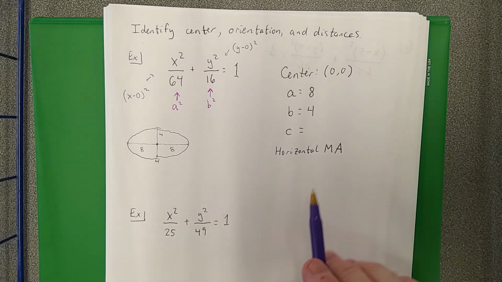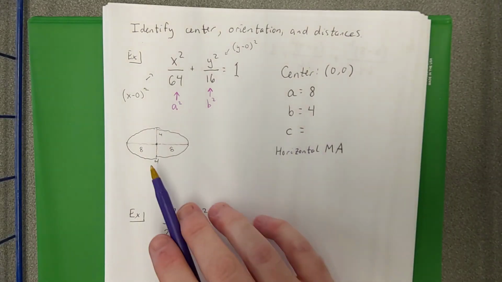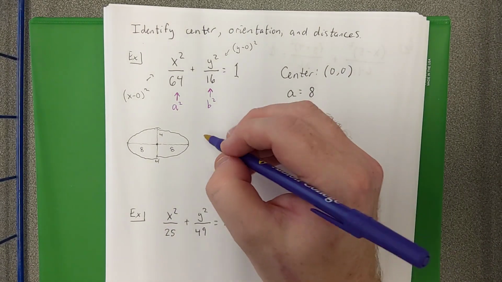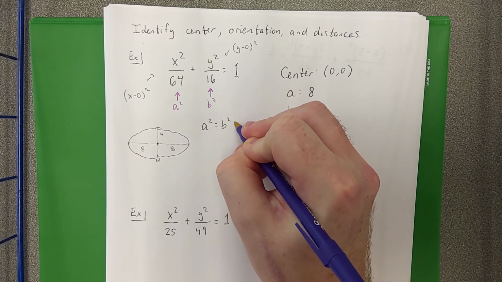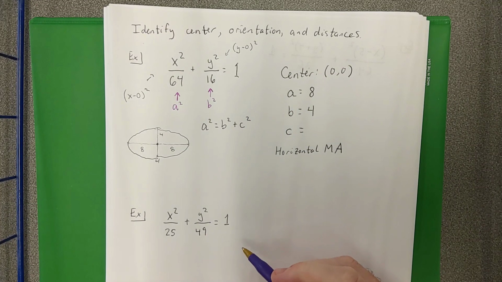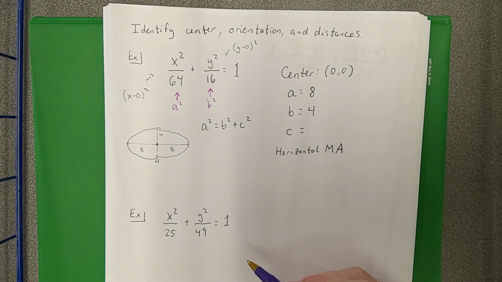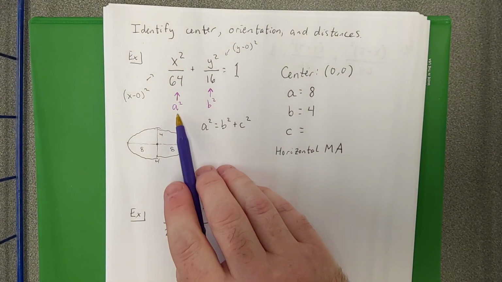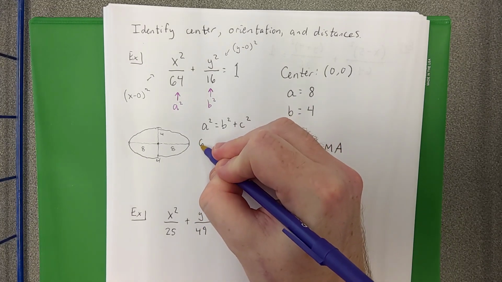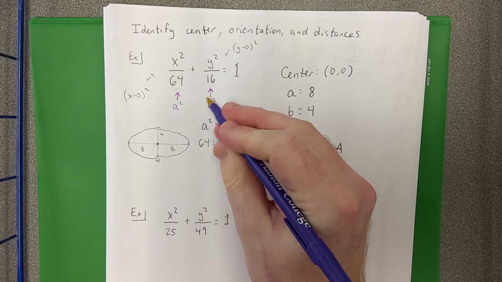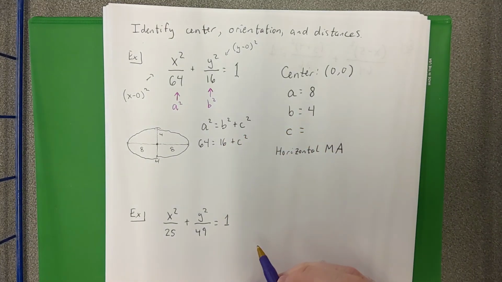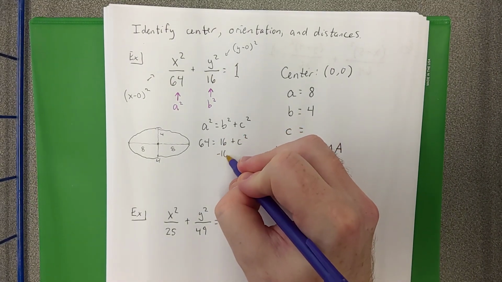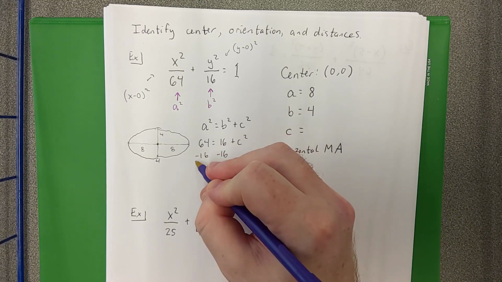That's fine. We also said for the ellipse that it has the Pythagorean theorem associated with it, but the Pythagorean theorem has a being the largest quantity. Therefore, we would set this up as a squared is equal to b squared plus c squared. Now, a squared we identified as the larger denominator, that's 64. B squared was the smaller denominator, that's 16. We can use these to calculate the value of c squared and subsequently the value of c.